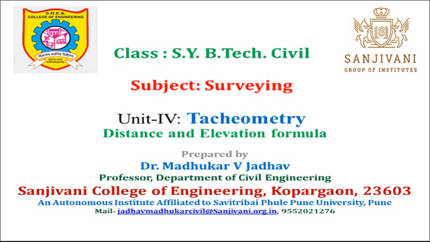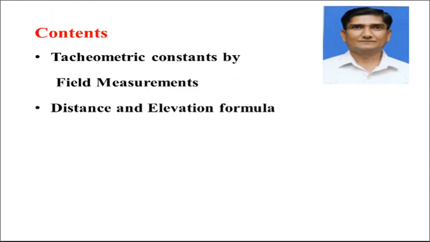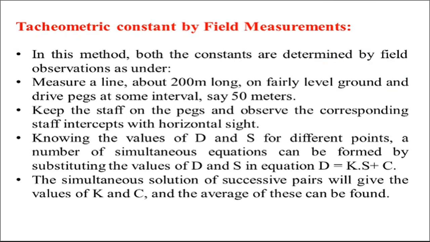In this lecture, we are going to study the second method for determination of tachometric constants. Then we are going to derive the distance and elevation formula which is used in tachometric surveying. Next slide. So first of all, tachometric constant by field measurements.